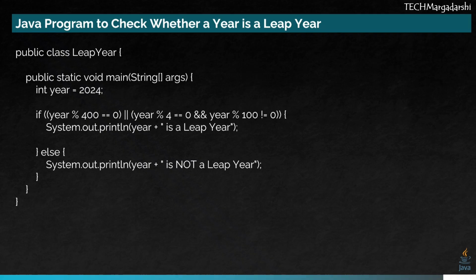In the if condition, we combine these rules using logical operators. If the condition evaluates to true, we print that the year is a leap year. Otherwise, we print that it is not a leap year. In this example, 2024 is divisible by 4 and not by 100. So the output will be 2024 is a leap year. This program helps us understand conditional statements, logical operators, and real-world problem solving in Java.